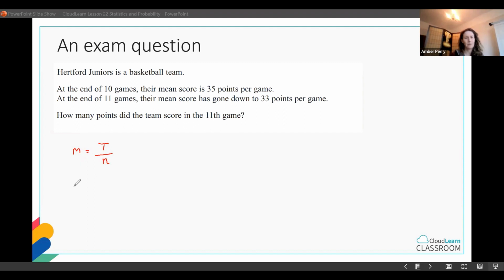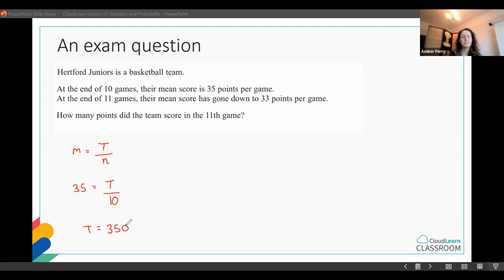Well, we know that the mean is 35, so we can put 35 in. We don't actually know the total score. They haven't told us anything apart from the mean and the number of games. So we don't know the total score at the moment, but we do know that they have played 10 games. So using this little equation, we can solve it. We can say, well, if 35 is equal to the total score divided by 10, then the total score must be 35 times 10. So that's 350.